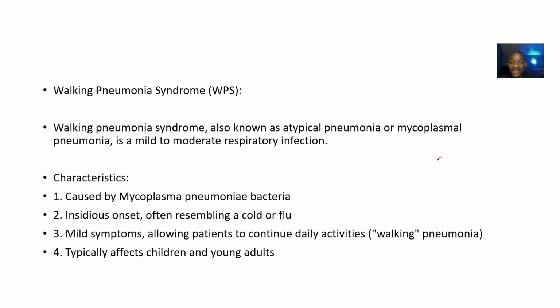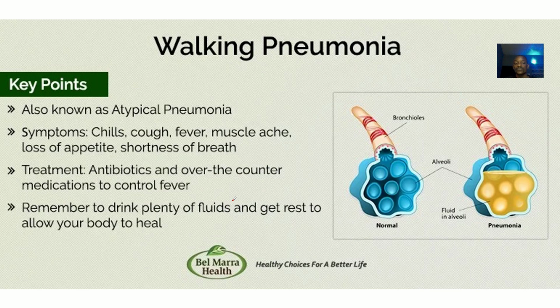So when we are talking about atypical, first of all, the microorganism causing this is a different type of microorganism. This is Mycoplasmal pneumonia. Do you understand? It does not present with the classical signs of pneumonia. That's why they call it atypical pneumonia, or some people call it walking pneumonia syndrome. It's more like somebody has pneumonia, but they are very okay walking about doing their normal day-to-day activities. Do you understand?